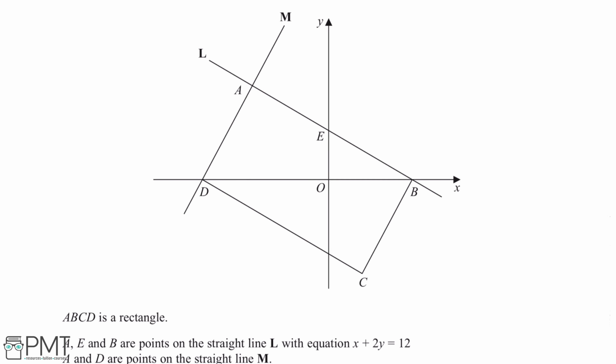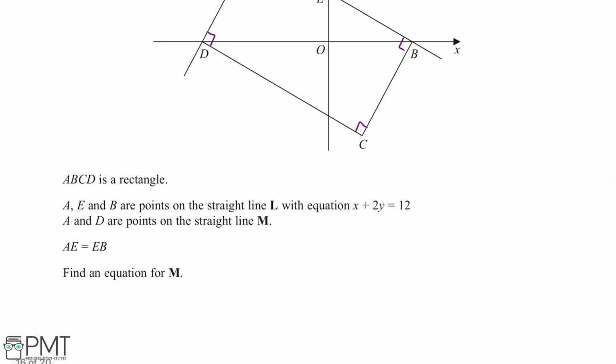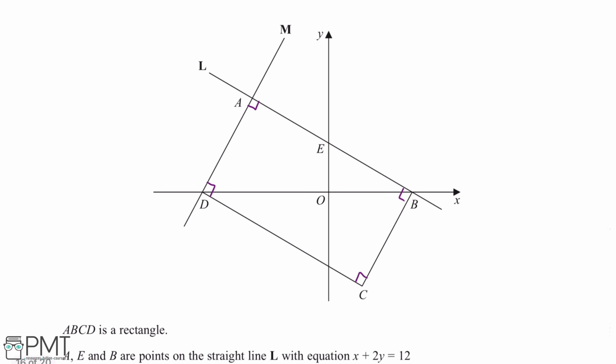So what we can start off with is we can annotate this diagram. So ABCD is a rectangle, so each of these vertices A, B, C and D, we can label them up as right angles. The next piece of information we have is that AE is equal to EB. So again we can mark these on.